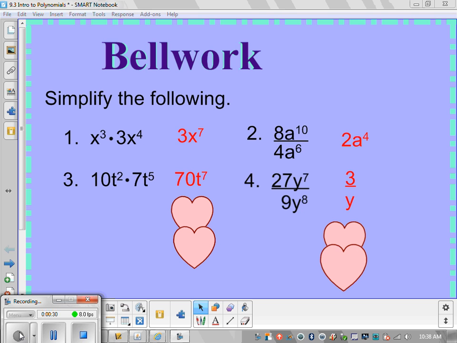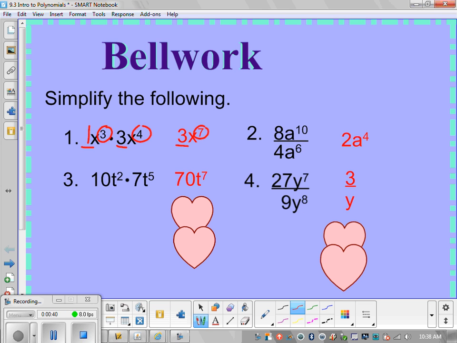So how did you do? On number 1, did you multiply the coefficients, which are 1 times 3 and get 3, and then did you add your exponents to get 7? On number 2, you should have divided the coefficients. 8 divided by 4 is 2, and then you would subtract your exponents. 10 minus 6 is 4, so 2a to the 4th.